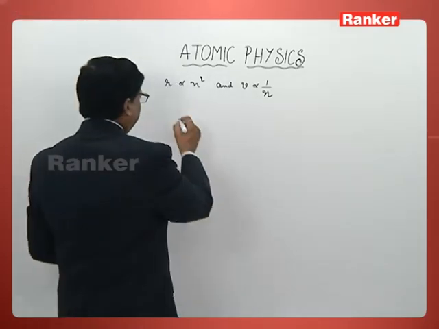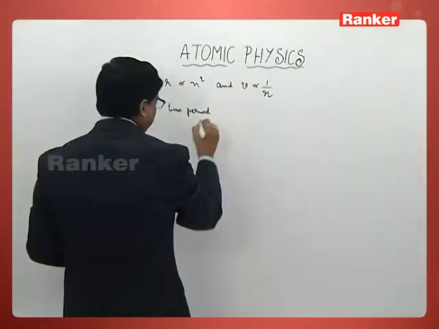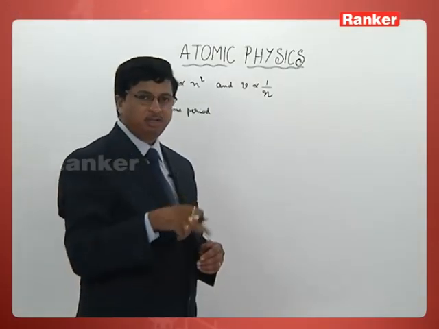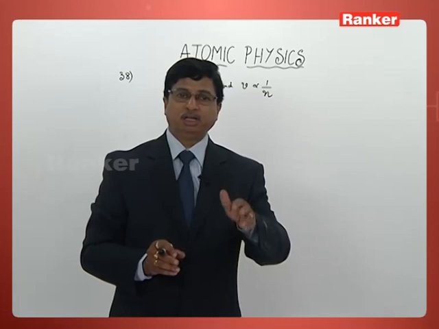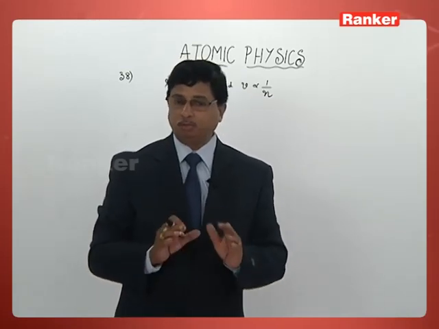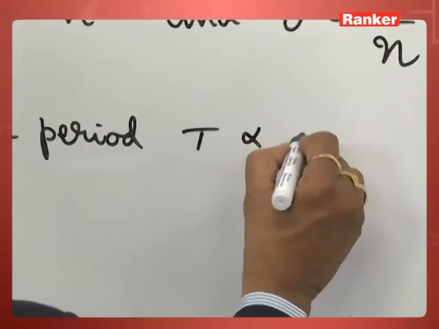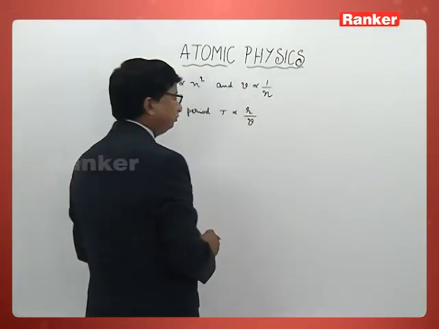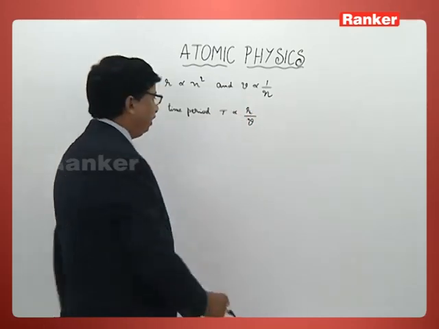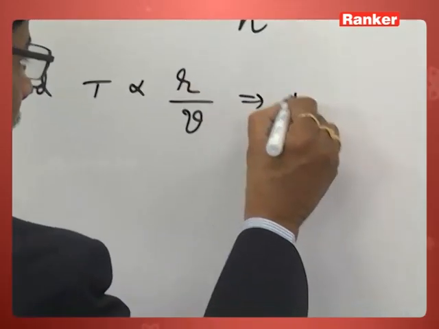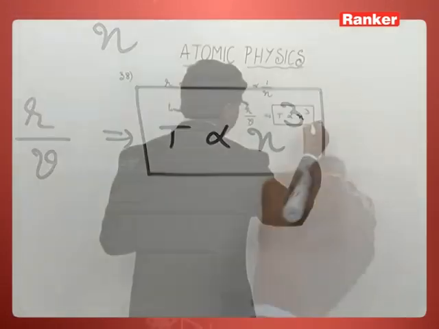So the time period of any electron in an orbit, we take as 2 pi r by v, the distance travelled divided by the velocity. 2 pi r by v, we used to write the same. I can write this way now: time period is proportional to r by v. So you can understand r is proportional to n square and v is proportional to 1 by n. Ultimately what can we write now? T is proportional to n cube. This is the one you have to understand.